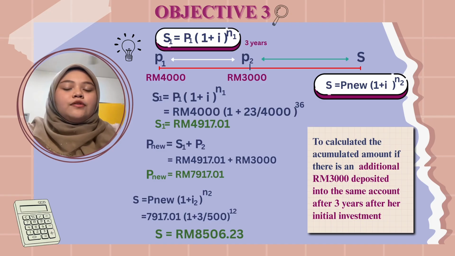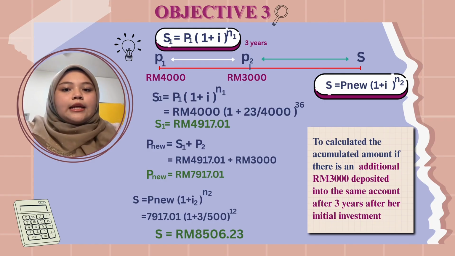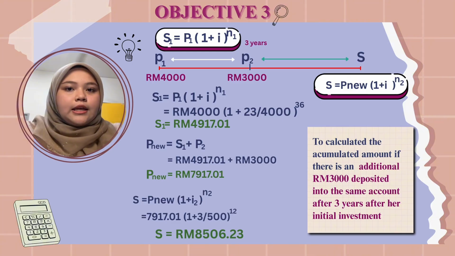Objective 3. I will explain how to calculate the accumulated amount when an additional deposit is made into the same account after 3 years. First, we begin with the initial investment of 4,000 ringgit. To calculate its accumulated value after 3 years, we use the formula S1 equals P1 times 1 plus i raised to the power of n1. So we substitute the values into the formula. S1 equals 4,000 ringgit times 1 plus 23 over 4,000 raised to the power of 36. After calculating, the accumulated amount becomes 4,917 ringgit and 1 cent.